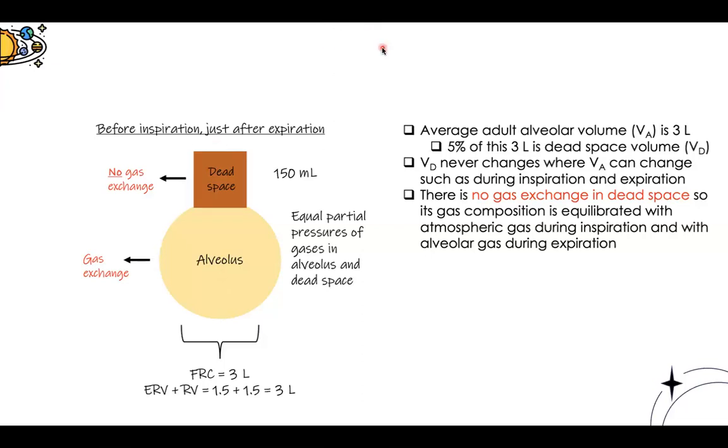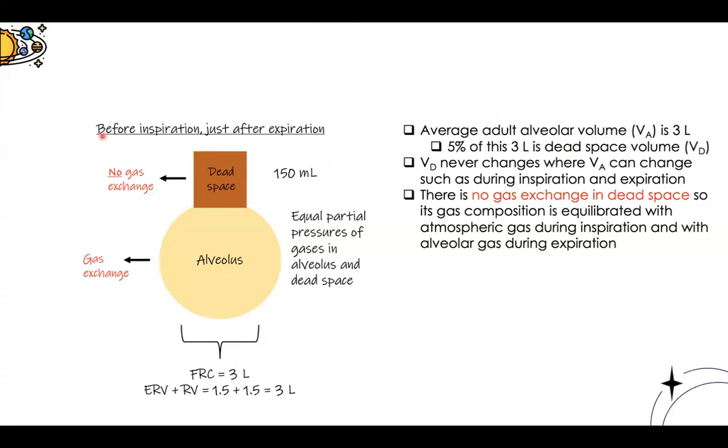Okay, what is it? Exactly. There's no gas exchange there, and it has a fixed volume. For an average adult, the alveolar volume is 3 liters, and 5% of this alveolar volume is dead space volume, which is about 150 ml.